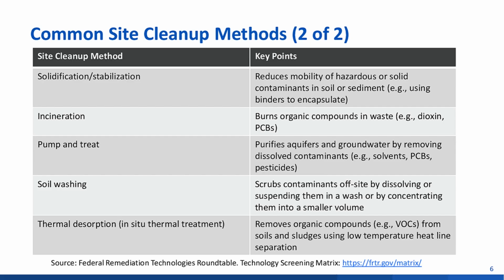Thermal desorption is a low-temperature heat separation process designed to remove or evaporate VOCs and some semi-VOCs from soils and sludges. Thermal desorption removes organic contaminants from soil, sludge, or sediment by heating the soil in a machine called a thermal desorber to evaporate the contaminants. Evaporation changes the contaminants into vapors from the soil or sludge, thus separating the contaminants.